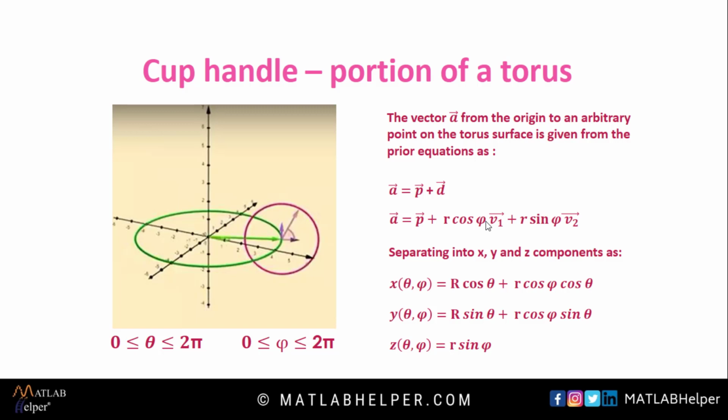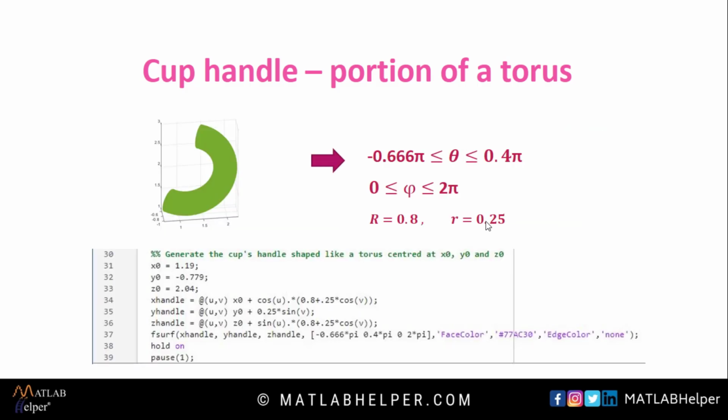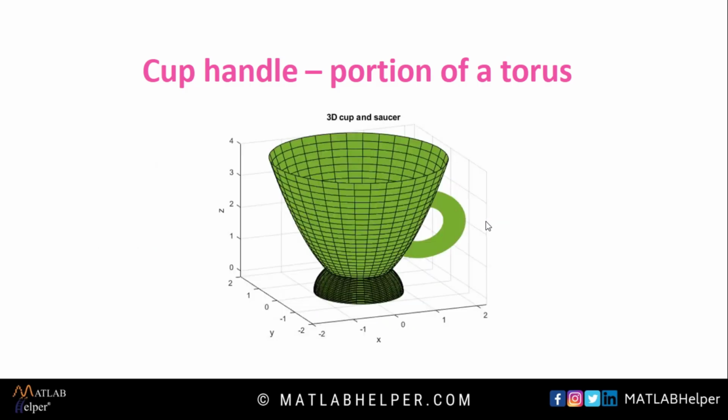The torus for the handle of the cup has its center at a point x0, y0 and z0 on the cup. Radius big R equal to 0.8 and small r equal to 0.25. Since it is only a part of the torus and oriented vertically, the angle varies from 0.4 pi to minus 0.66 pi. This is what the cup looks like at this point.